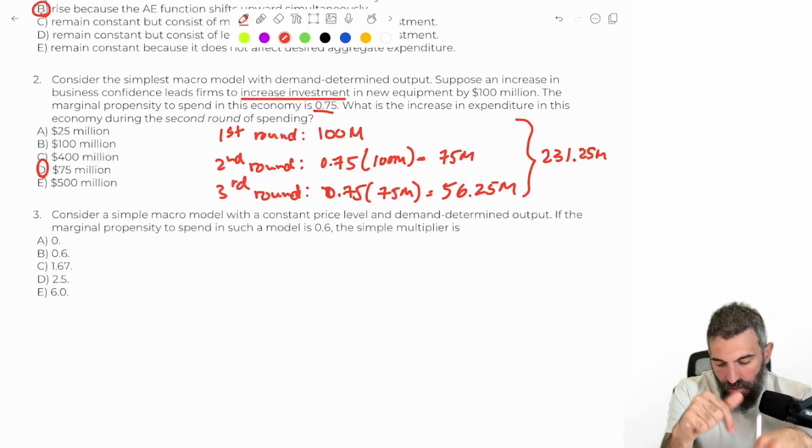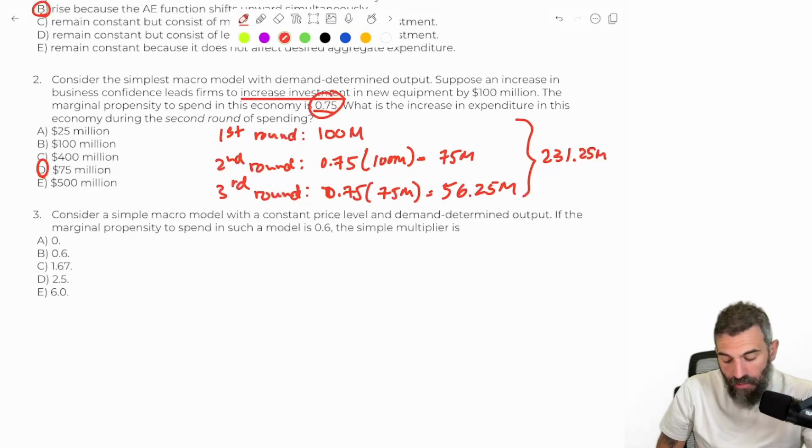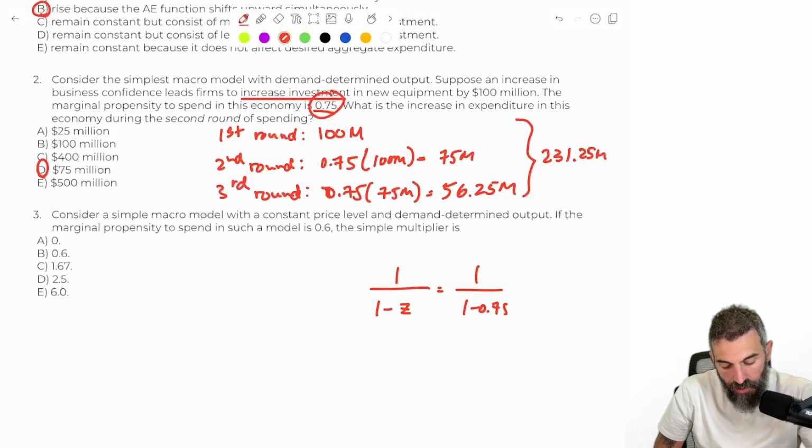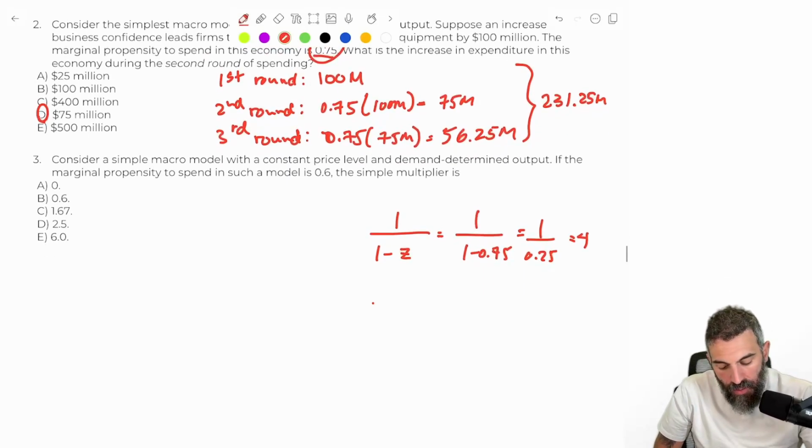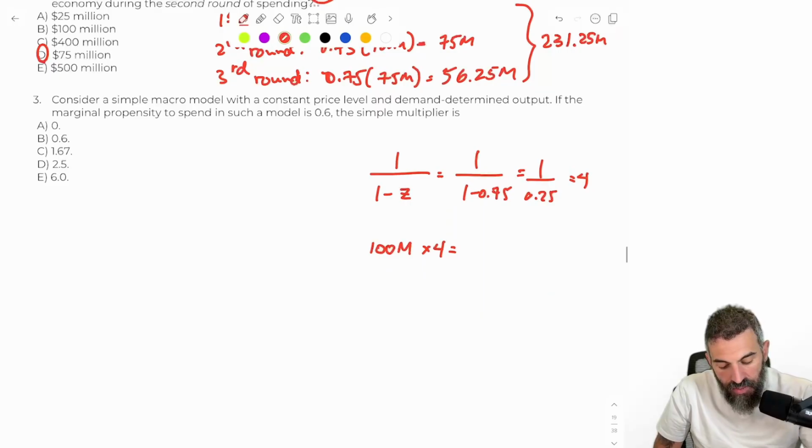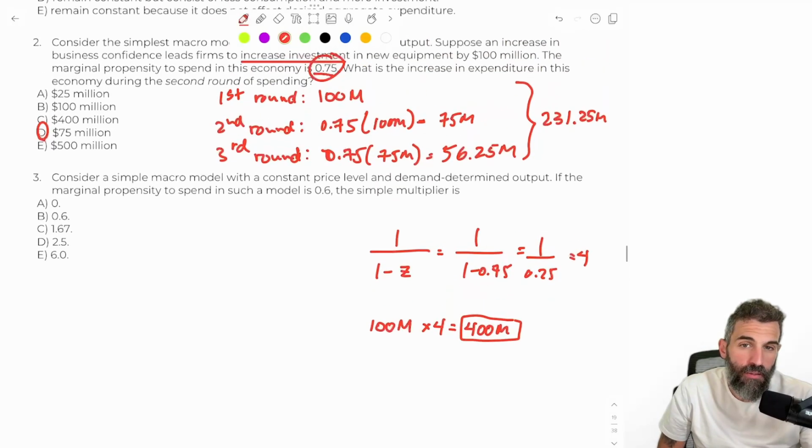And I want to expand on that question. Here we have a marginal propensity to spend of 0.75. Okay, I'm not doing question 3 right now. I'm going to find the multiplier. So 1 over 1 minus the marginal propensity to spend. So 1 over 1 minus 0.75 is 1 over 0.25, which is 4. That's the multiplier. So if I took my $100 million in new autonomous expenditure and I multiplied it by 4, this tells me that it would increase the total GDP by 400 million.